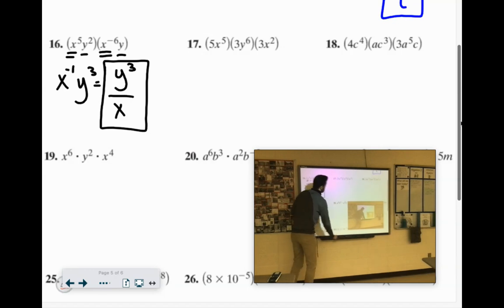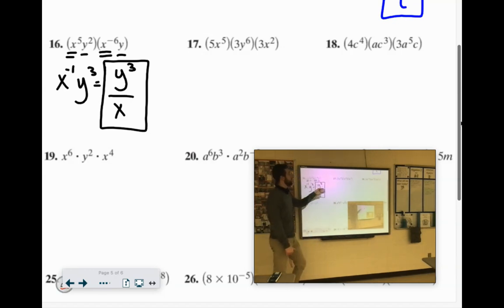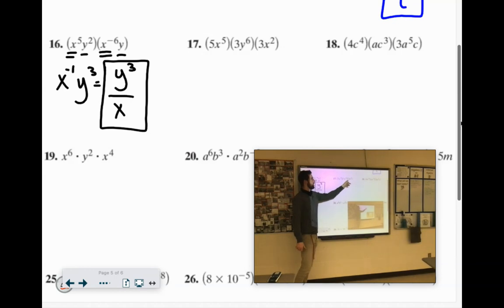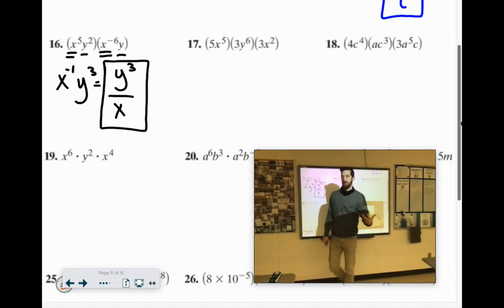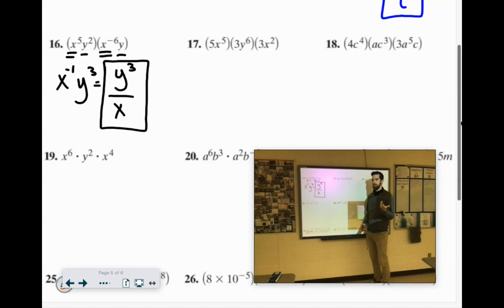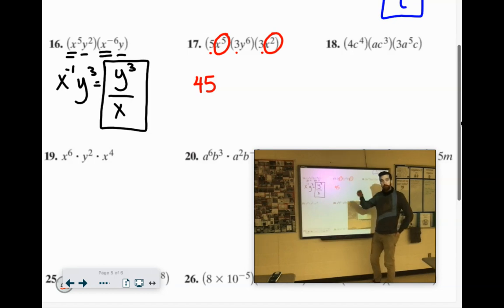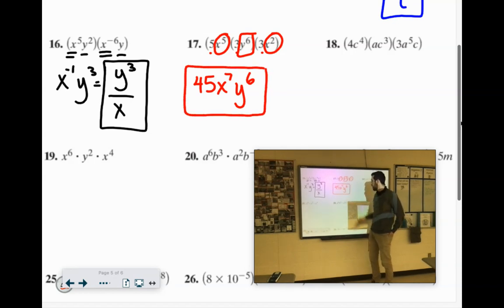Cool. Number 17. Now we do have some similar bases here with 3 and 3. And sure, you can make that 3 to the second power, but we're looking for a number out in front, so we could just go ahead and multiply it. 3 times 3 is 9, times 5 is 45. Now we have x's, we have x to the fifth, times x to the second. 5 plus 2 would be 7. And then we have the y to the sixth. You don't have any negative exponents or zero exponents, so that would be our final answer.